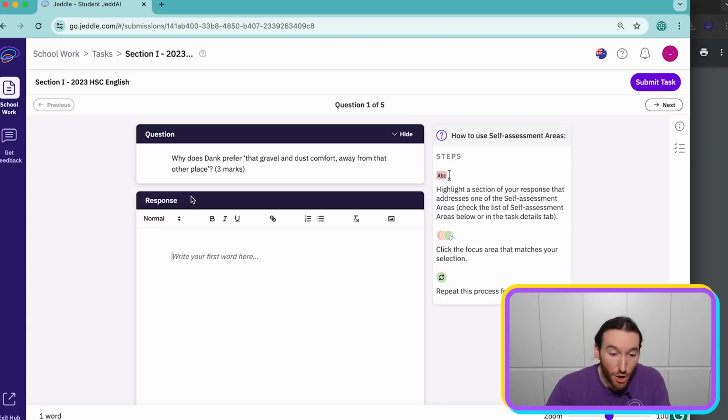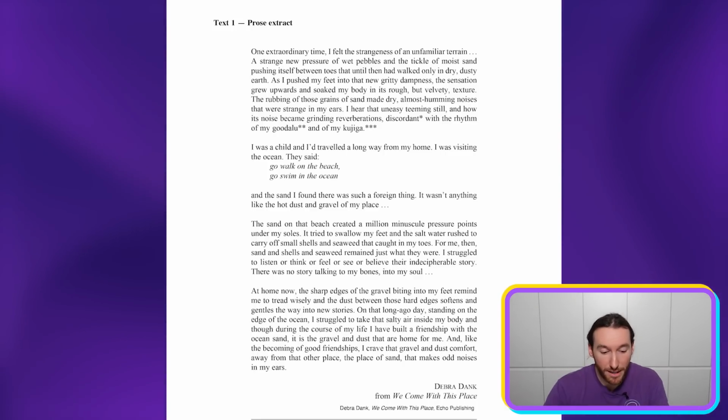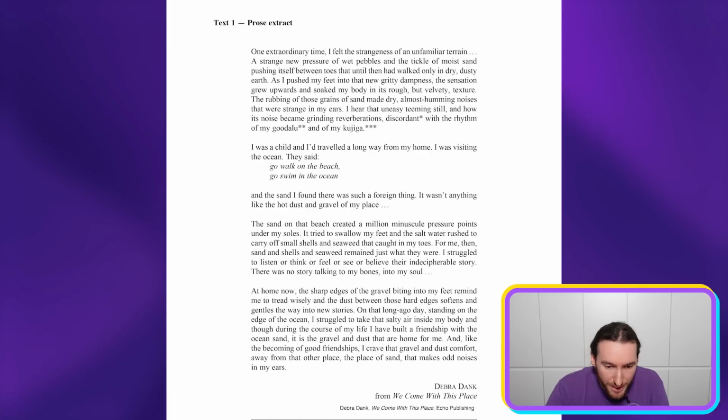Now, here's the question again, 3 marks, 3 sentences. Why does Denk prefer that gravel and dust comfort away from that other place? So my first sentence is a topic sentence. So I need to, in a very concise way, address my main point here. I need to talk about why there's a preference. What is it about this other place that Denk, the author, doesn't like?